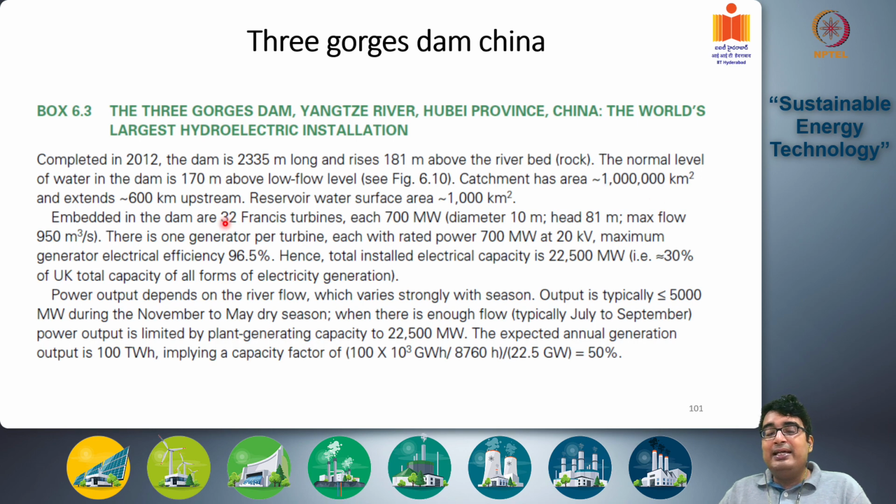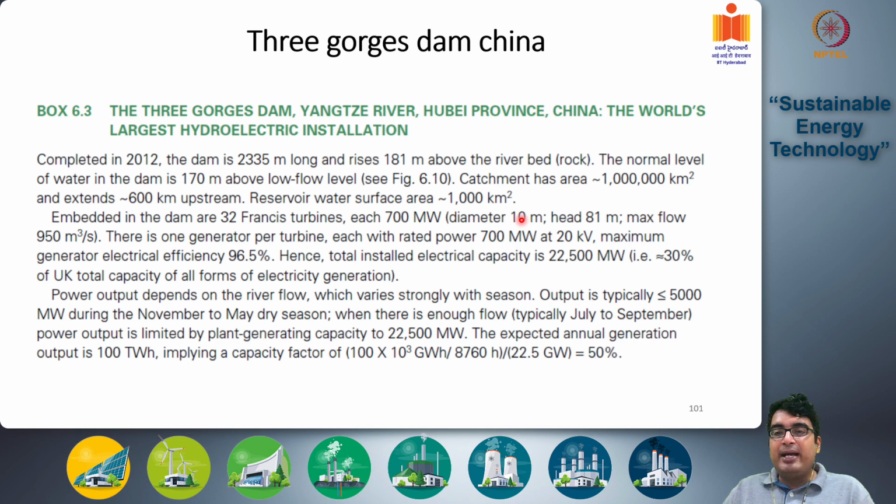In this dam, there are 32 Francis turbines. As we discussed, a Francis turbine is a type of reaction turbine that is ideal for large-scale hydroelectric power plants. 32 of them are installed in the Three Gorges Dam, each having a capacity of 700 megawatts. So at its rated power, it's 700 megawatts, 700 megajoules per second.